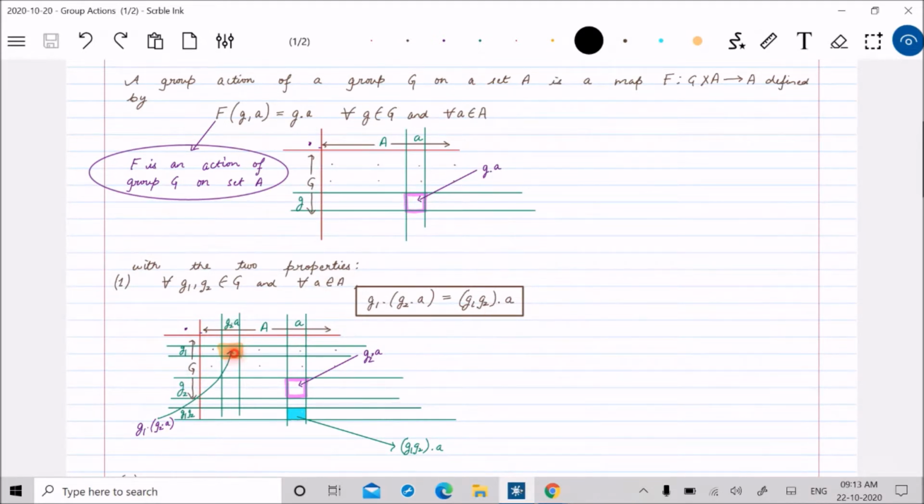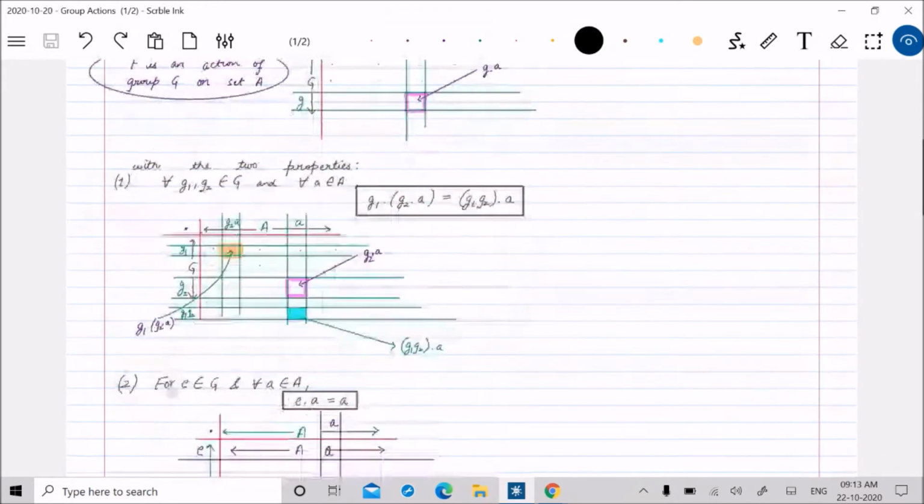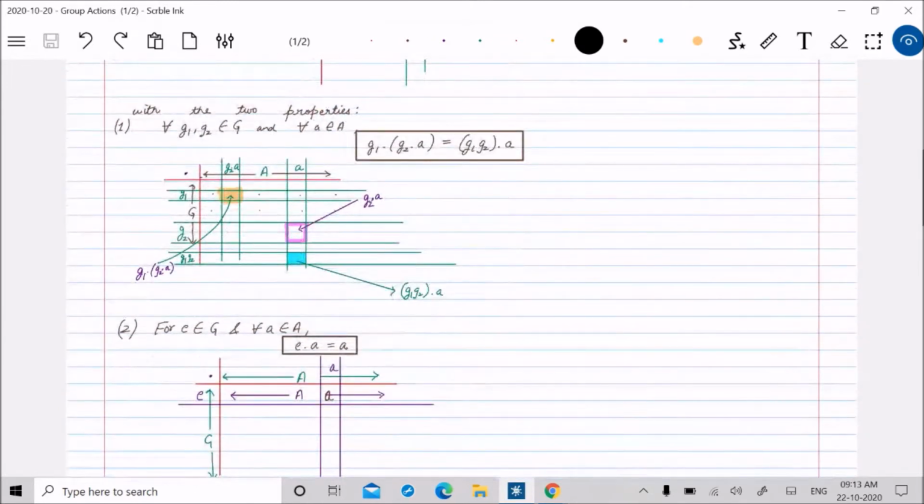You can see that this is a blue and yellow patch. The yellow patch corresponds to the left hand side, G1 acting on the result of the action of G2 on a, and this blue patch is the result of the action of G1 G2 on the element a, and this is of course the right hand side, and this yellow patch is for the left hand side. The postulate is asking you to get these patches equal in value, right? It means that the number in this yellow patch should be equal to the number in this blue patch, and of course those numbers should belong to this set capital A. This was the first postulate, and the second postulate is quite easy.